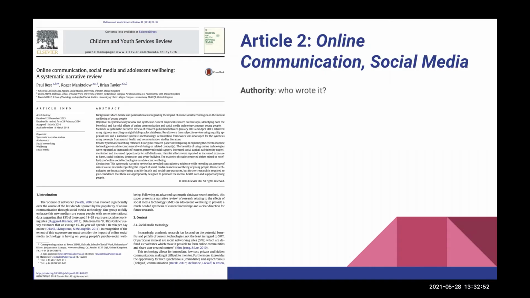First, authority: who wrote it? Just like before, we'll look at the authors here. We have Paul Best, Roger Magtalou, and Brian Taylor. If we look below, it tells us that they work at the University of Ulster, perhaps in different departments, but they are all professors with likely PhDs at the University of Ulster. Next is citation. How do these authors cite their sources? Right away in this introduction, I'm seeing those same types of parenthetical citations. And if I scrolled to the end, I would find that lovely reference list, meaning we're using APA citation style.